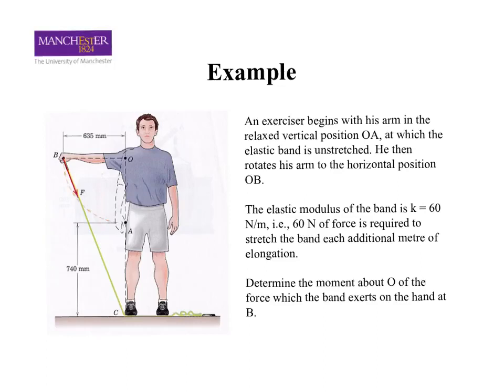In this example, there is a rubber band shown by this green line over here, and it is stretched from an unstretched position AC. So this is the unstretched position AC, and it has been stretched to BC. As a result, it will have a force F in it.